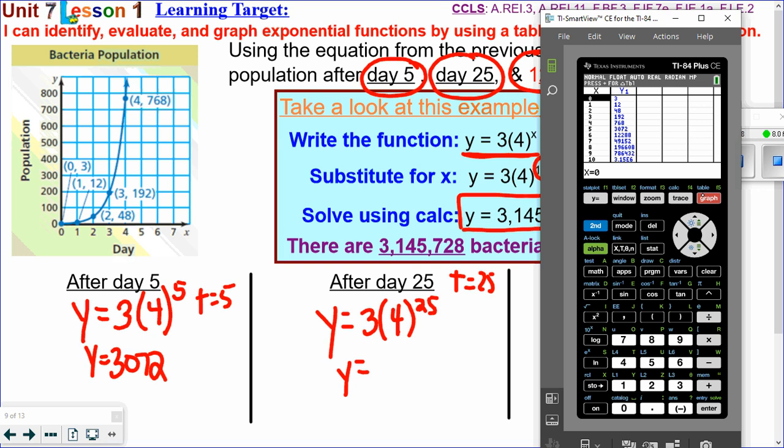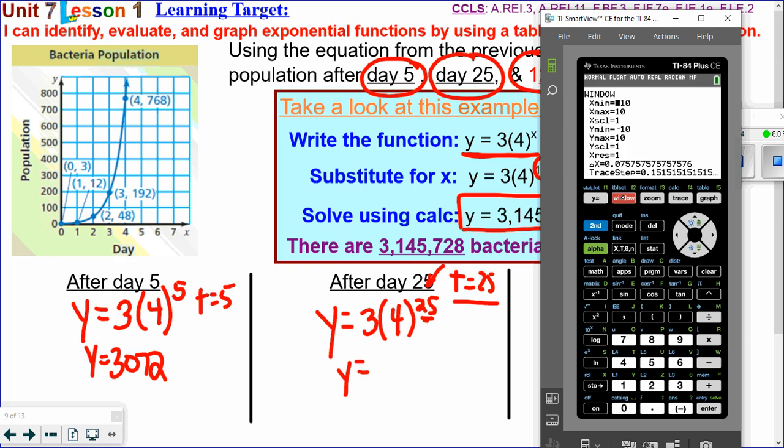Let me go to 25 on the x. So this t is 25. So the x is 25, right? That's what this is. This is 25 days. So either you could press down 25 times, or you could just press second function table start. If you start at 25, look what happens.